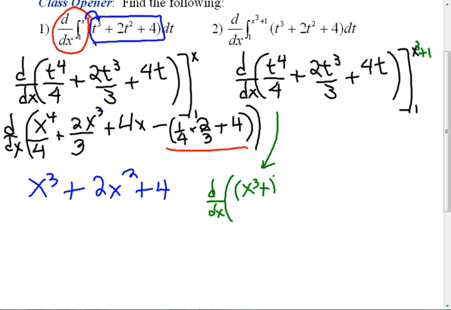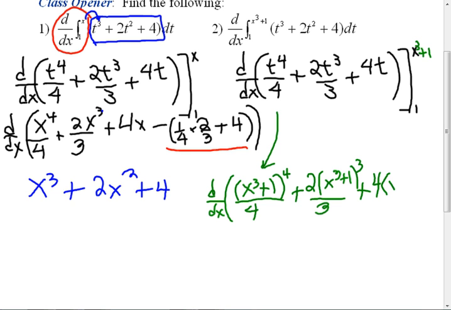to the 4th over 4 plus 2 times (X cubed plus 1) cubed over 3, and I'm going to be lazy, plus 4 times (X cubed plus 1), all of that, and then it's minus this constant again. Can I just call it a constant? Because what's going to happen when I take the derivative of it? It's 0.